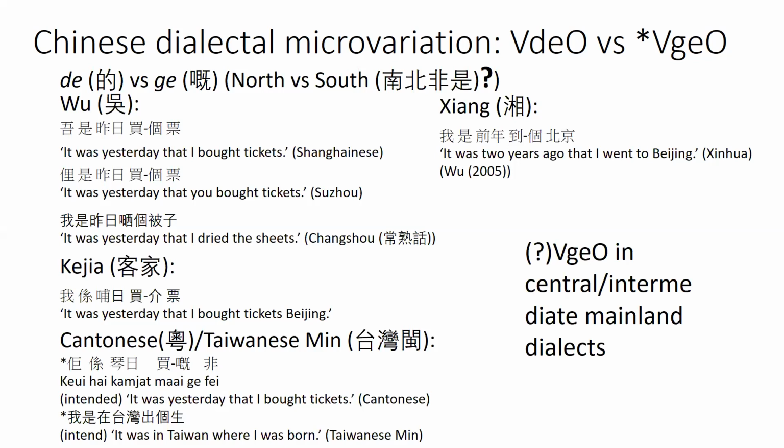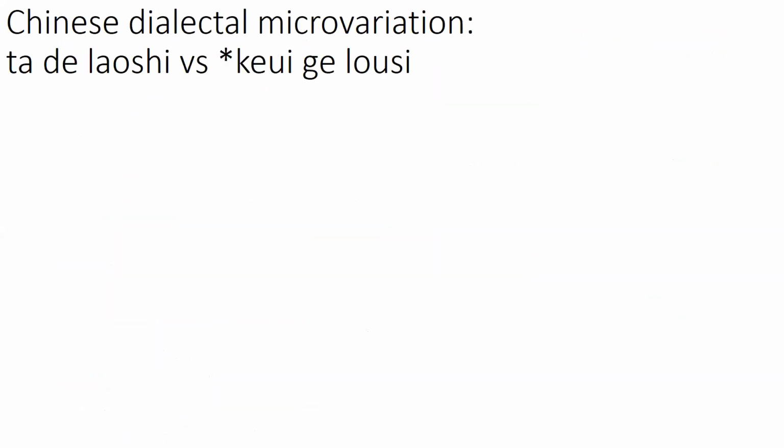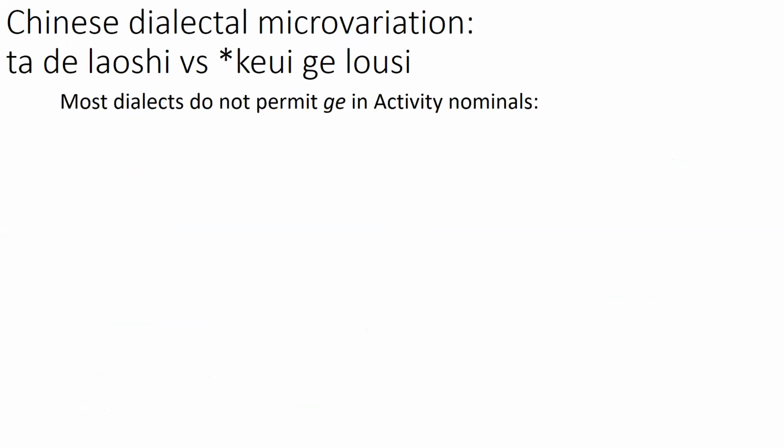So I think we can conclude from this dialect distribution that VGO is permitted, even if it's seen as somewhat strange in the central and intermediate mainland dialects of Chinese. Only in Cantonese and Taiwanese Min do we not get VGO at all, but otherwise we do get it. With activity nominals, however, the distribution is a bit different. In all the dialects, for example, the ones that I've shown you on the previous slide, they do not permit ge in activity nominals in subject position.